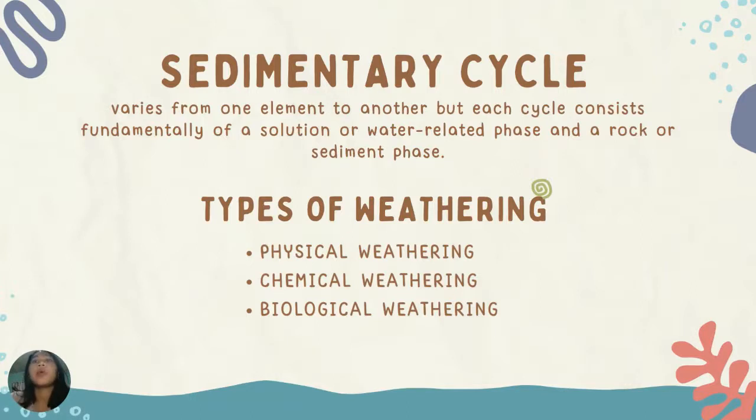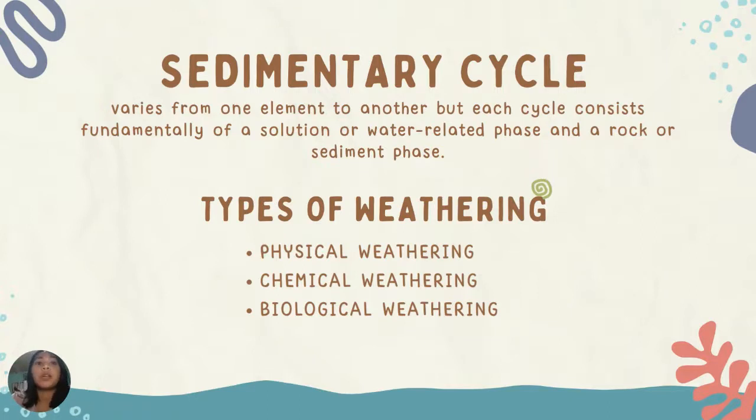Existing rocks can be broken down into small pieces or sediments called weathering, and there are three types of weathering. So, first one is physical weathering, which is caused by temperature changes. When it rains, the water gets into the cracks of the rock. When the water freezes, it expands and forces the rocks to break apart.